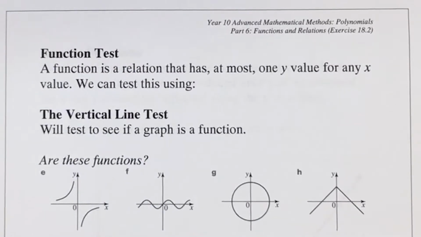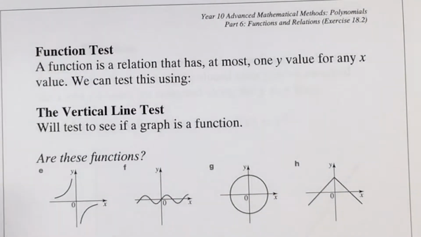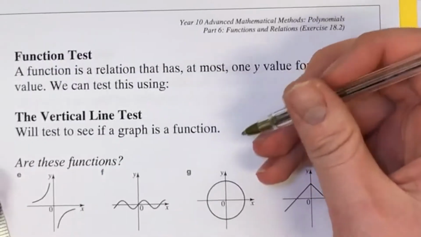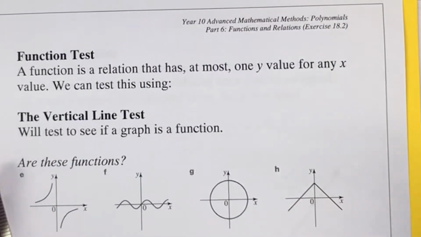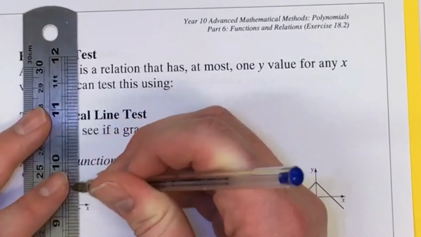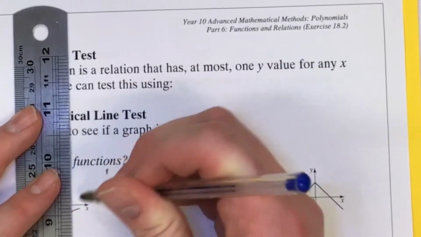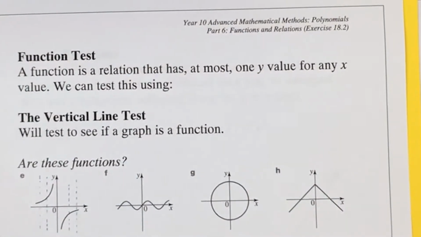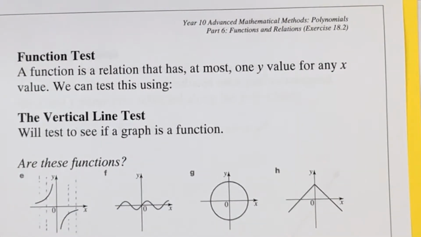So, function test. A function is a relation that has, at most, one y value for any x value. And the way we test this is that it follows what's called the vertical line test. And it's literally what it sounds. Basically, the way this works is if I draw a vertical line, it should only hit the function once. So what I mean by that is if I draw a vertical line at any point, it should only hit the graph once.